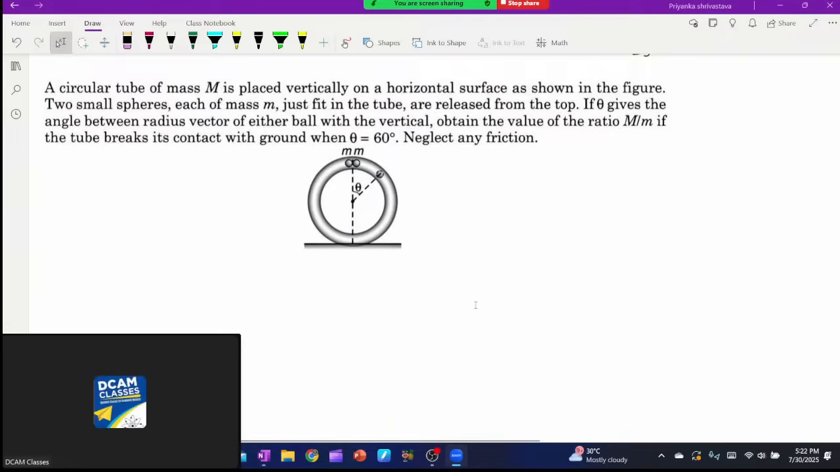But is this question tough or what? Okay, let me see once. Study the question. Circular tube of mass capital M is vertical on a horizontal surface as shown in the figure. Two small spheres just fit in the tube and are released from the top. If theta gives the angle between the radius vector of either sphere with the vertical, find the value when the tube breaks its contact with the ground. The question is good.